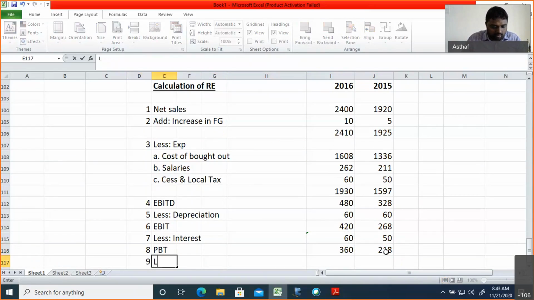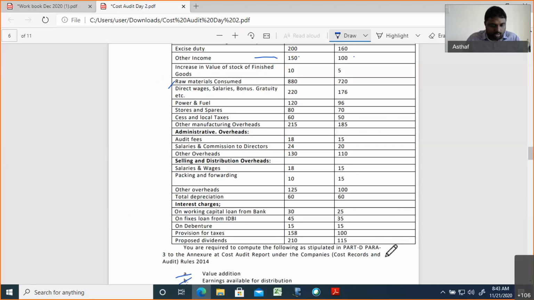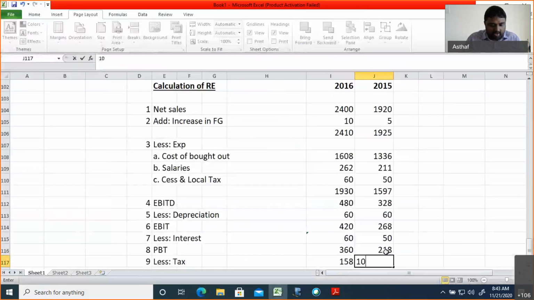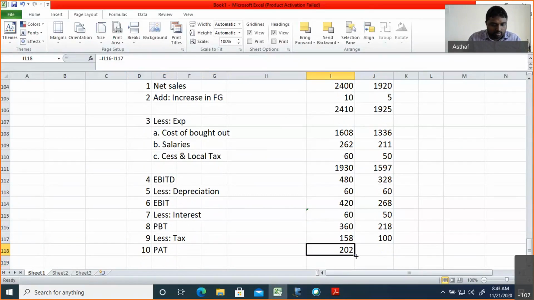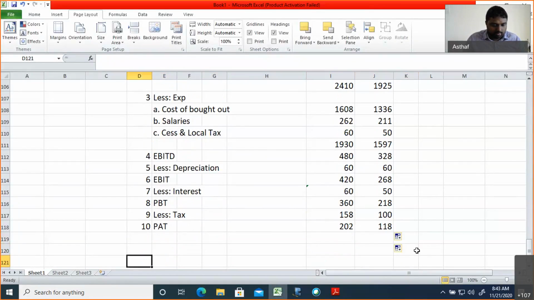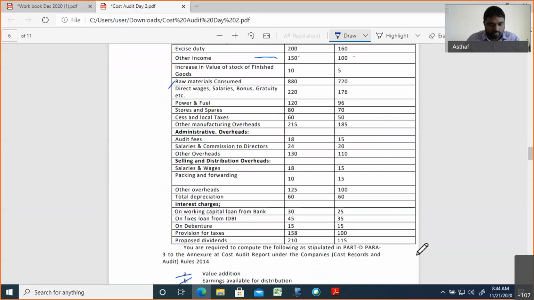Now next is what? Less tax. What is the tax? 158 and 100. Profit after tax. See, you got your PAT. Less dividend. What is the dividend? 200.